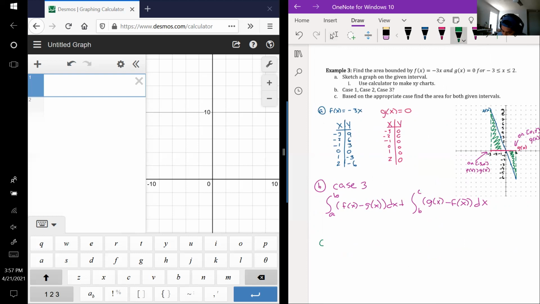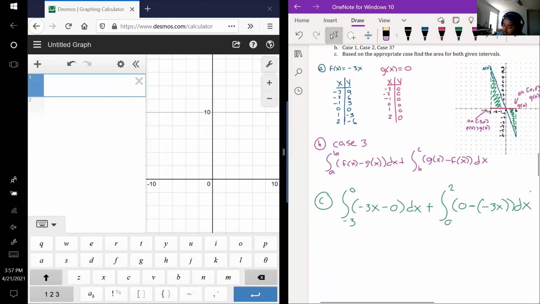So here we go. C. We're going to say the integral from -3 to 0 of f of x, which is -3x, minus g of x, which is 0, dx, plus the integral from now 0 to 2 of g of x minus f of x with respect to x.